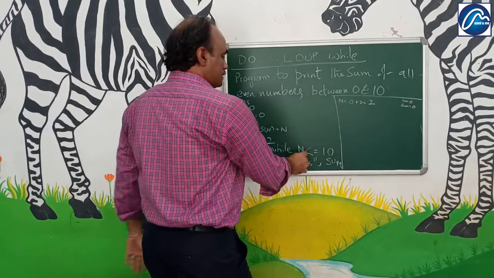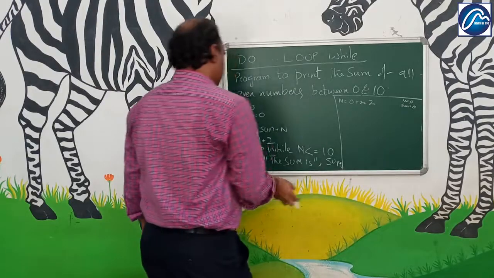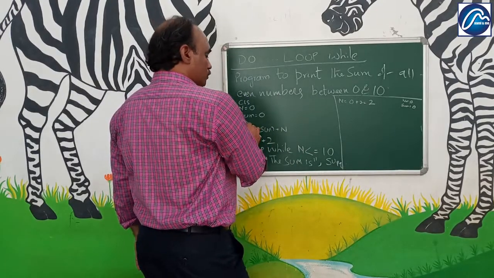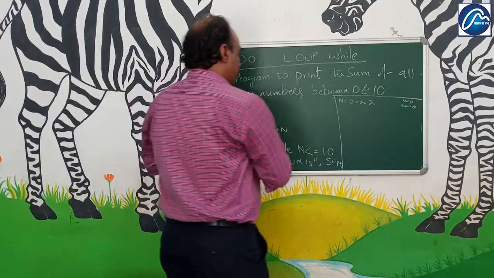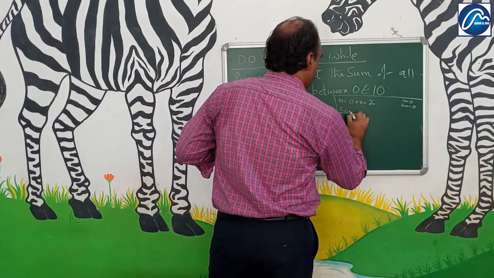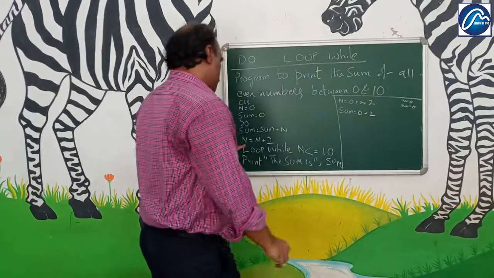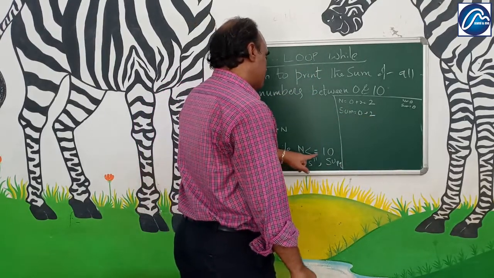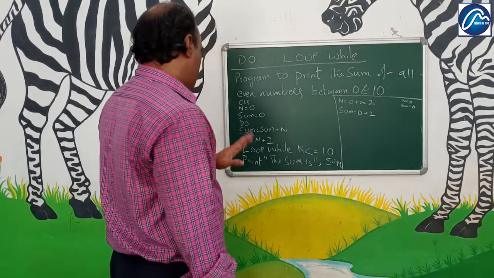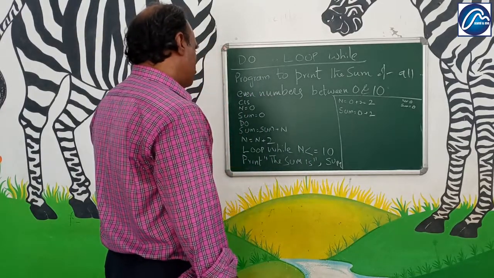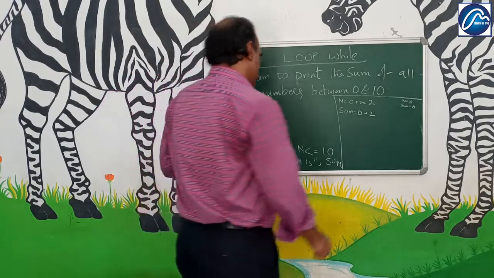Loop while 2 less than or equal to 10. Yes, is 2 less than or equal to 10? It will come to do. Okay. What is the sum here now? Sum will be equal to 0 plus 2. So loop while again 2 less than or equal to 10. Some confusion is there. So yeah, sum is equal to 0 plus 2.